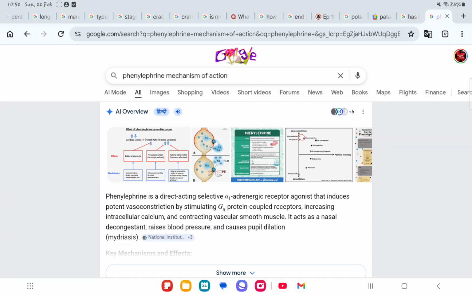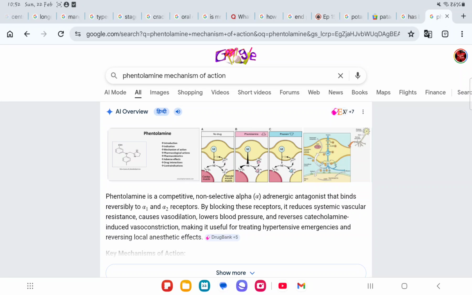Phenylephrine is a direct selective alpha-1 agonist, while phentolamine is a competitive non-selective alpha antagonist. It reduces systemic vascular resistance, causing vasodilation, and lowers the BP. So they are basically anti of each other, phenylephrine and phentolamine.